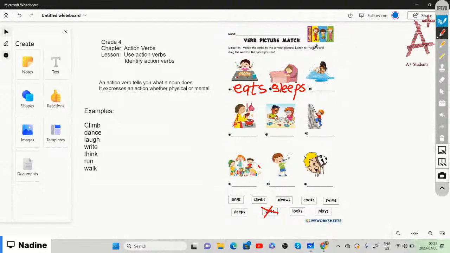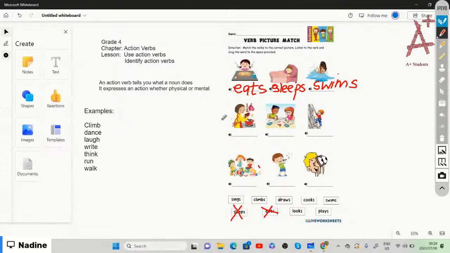All right. The next picture, right? It's a boy in the water, right? With goggles on. Is he singing? He sings, climbs, draws, cooks, swims, looks, or plays. What is this boy doing? Remember the verb, it shows what the noun does. All right, so we can then say he swims, right? He swims.